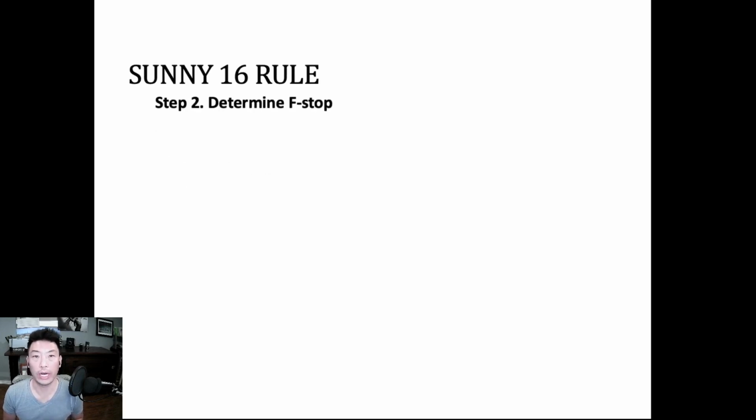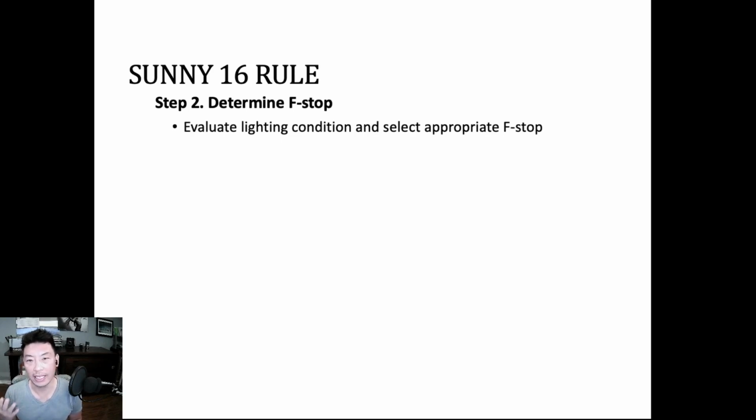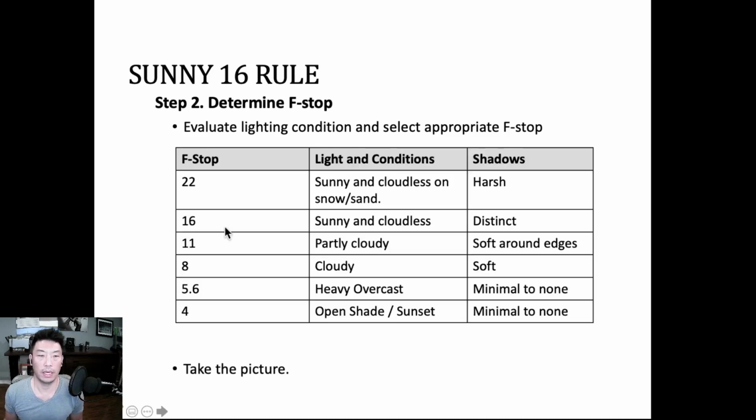Then step two involves determining what your aperture is. What is your f-stop? The way to determine your f-stop is to actually observe with your eyes what the lighting condition is. Specifically, what are the shadows doing, if there are even any shadows. So here is the chart. If your lighting condition is sunny on a cloudless day and you're at the beach or you're at an area where there's snow, your shadows are going to be very harsh. So if that is your situation, then your f-stop is f22.